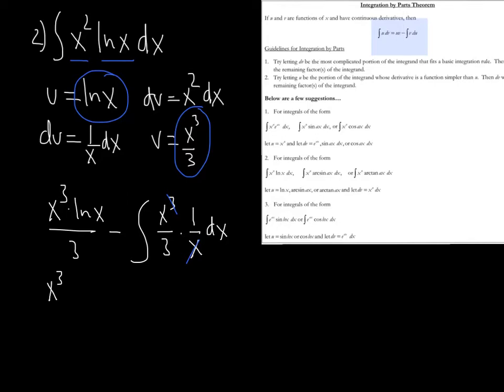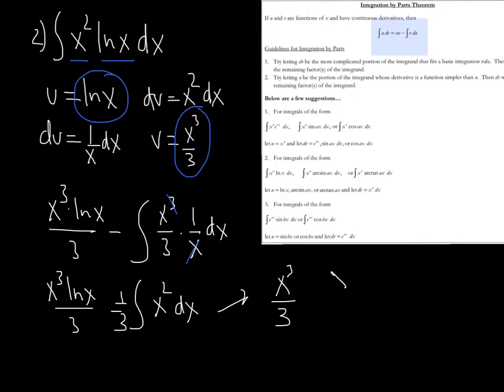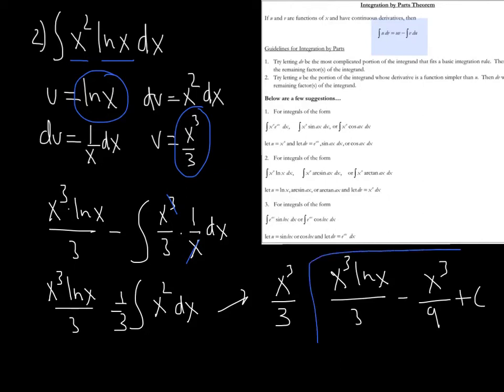So I'm going to write the whole thing again. An integral of, and I'll take the 1/3 out in front, and that's going to give us a simple integral of x squared dx, which we can integrate, and that's going to be x cubed over 3. But we have a 3 out front, so that's going to make it 9. So our final answer is going to be x cubed natural log of x over 3 minus x cubed over 9 plus a constant. And that is our final answer to this problem.